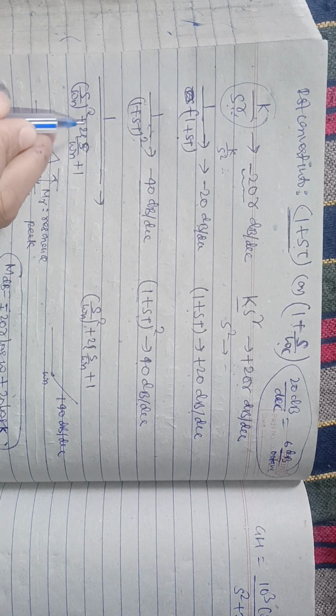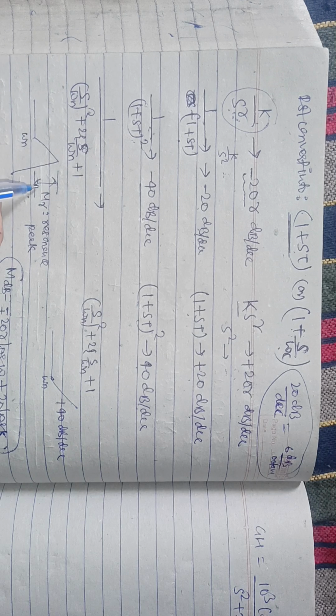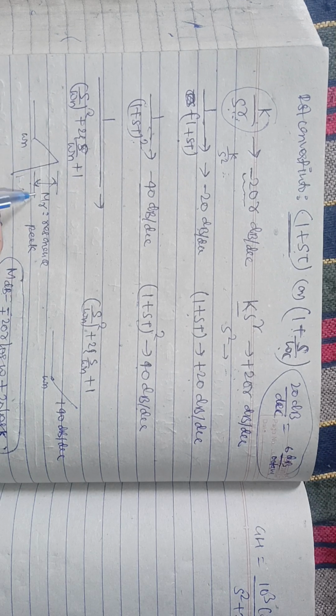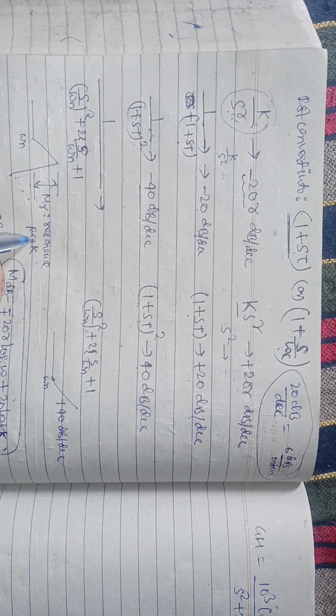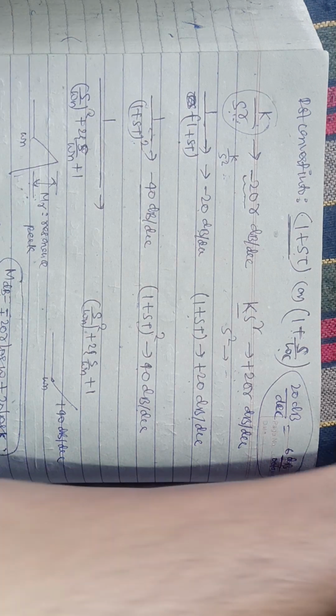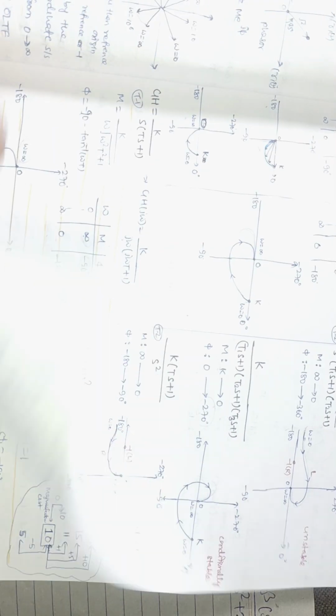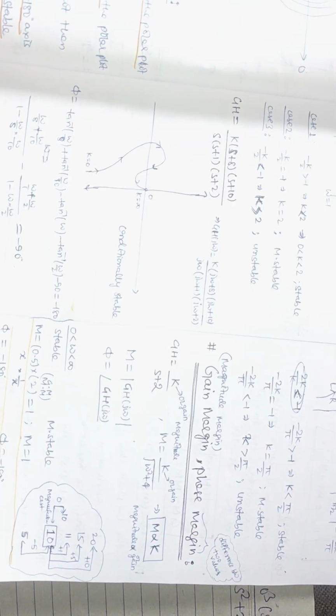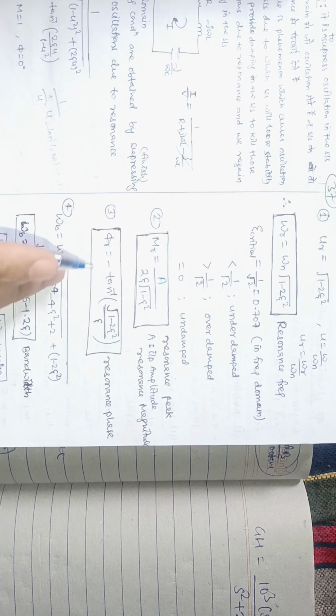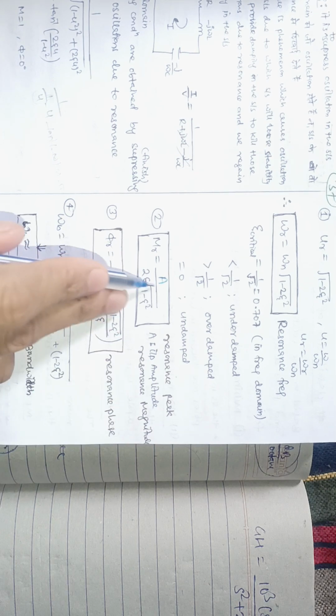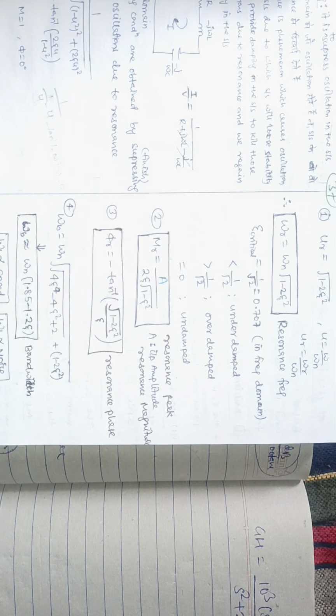And if the second order transfer function is given in the pole constant form, then it becomes like this. It means there is a resonance peak Mr, so you have to check this formula. Mr, the resonance peak, equals 1 by 2 zeta under root of 1 minus zeta square.